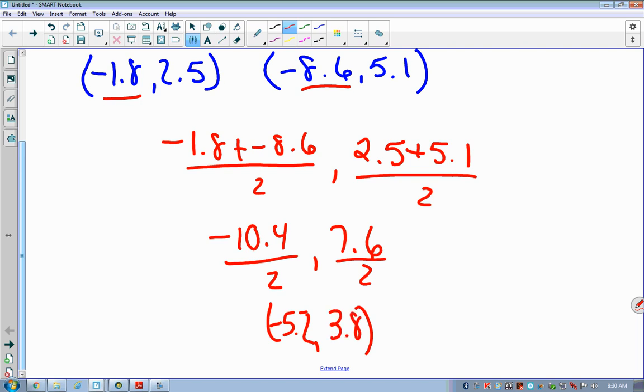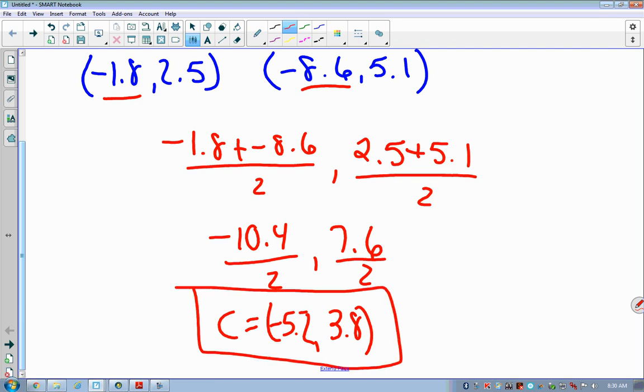Okay, so negative 5.2, 3.8. If I go back to my answer key, look at question number 9, that's what I should get. C equals (-5.2, 3.8). Okay, so what I want to learn from this is I'm going to need to know what the midpoint formula is and how to use it. Okay?